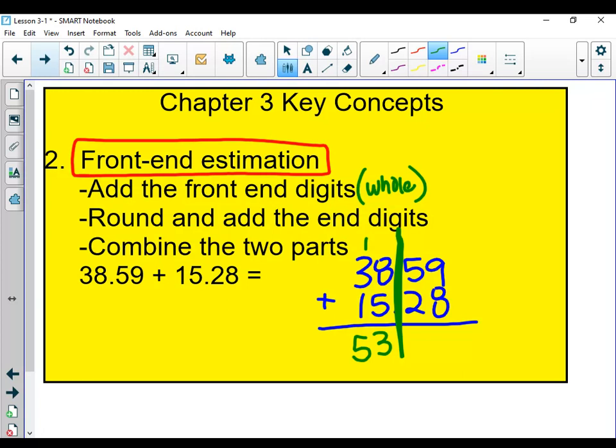Part 2, round and add the end digits. So this would be the decimal part. This doesn't have a dollar sign, but anytime I see decimals, any time, my brain goes to money. So 59 cents I have jingling in my purse, when really it would be easier to have 60 cents, less coins. 28 cents is probably easier to have 30 cents. So that would make 90 cents.